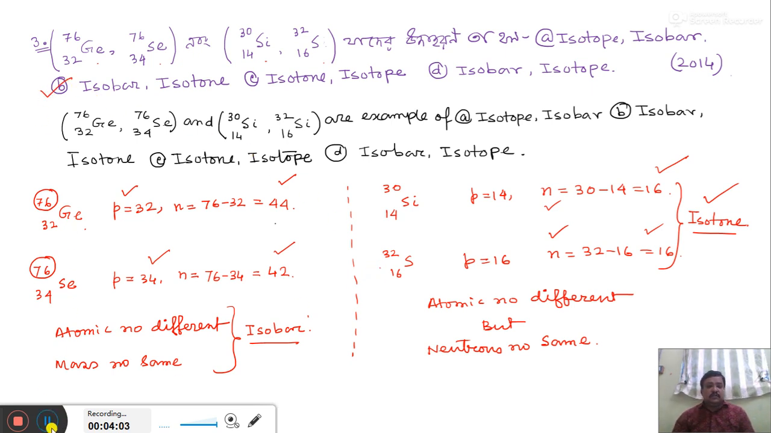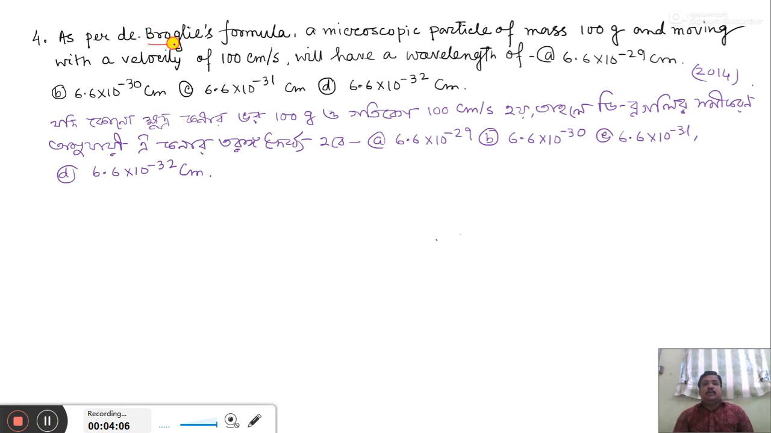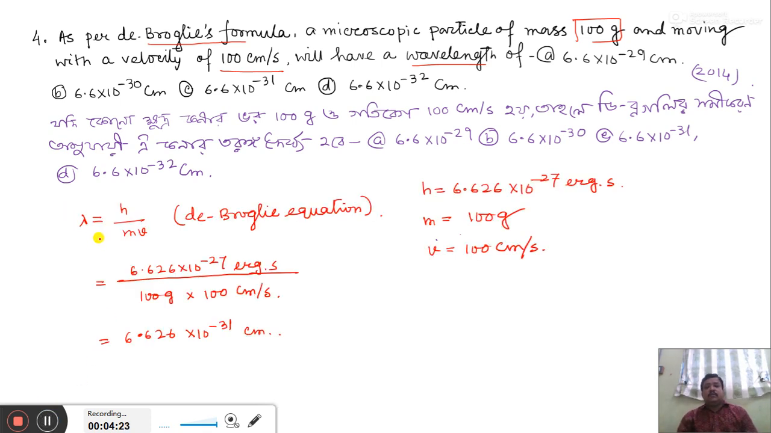The next question is: as per de Broglie's formula, a microscopic particle of mass 100 gram moving with a velocity of 100 cm per second has a wavelength of the following four options. From the de Broglie equation, lambda is equal to h by mv. Putting the given values of h, m and v, we get lambda equal to 6.626 into 10 to the minus 31 centimeter. So option C is the right one.